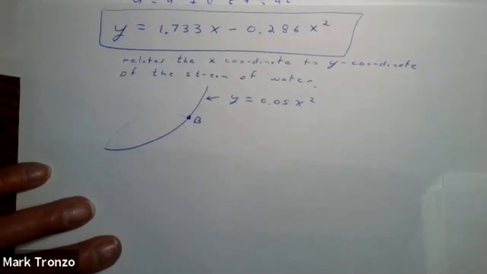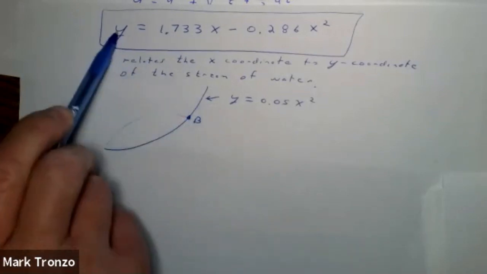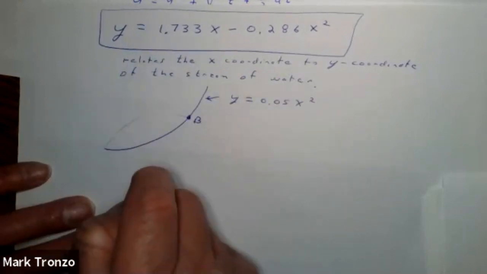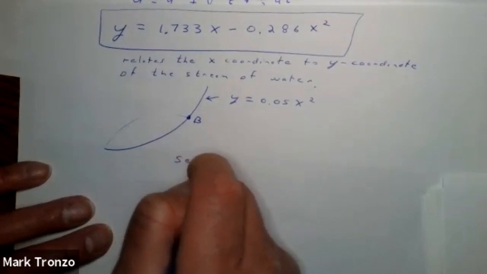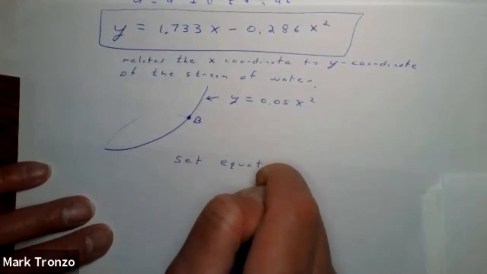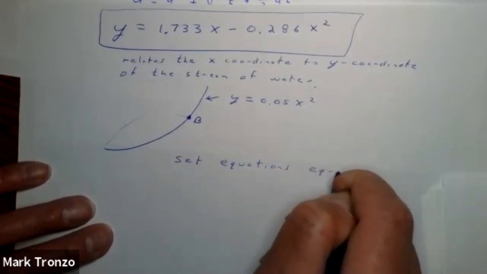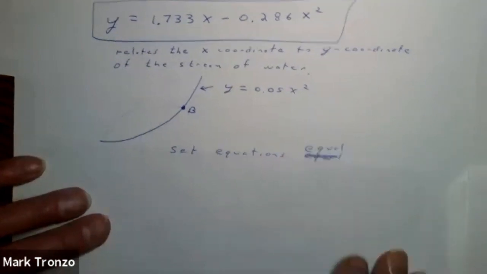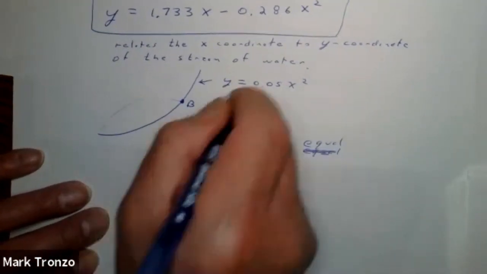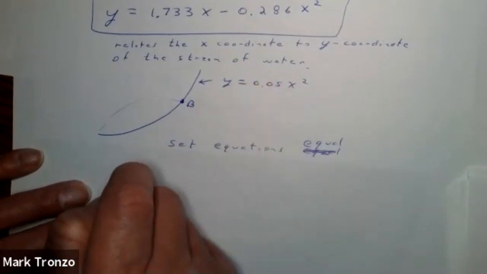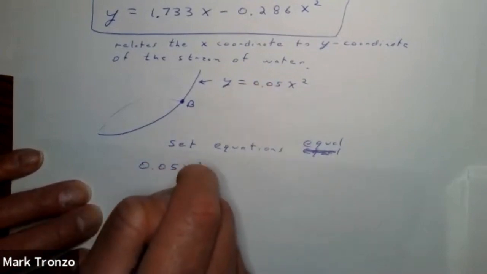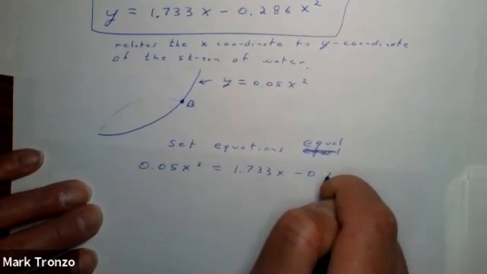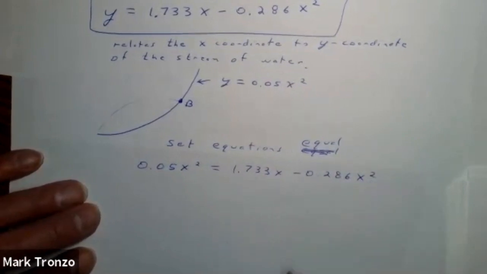It's just as though you're intersecting any two curves. Set them equal. Y is equal to this and y is equal to that. So let's set those two equal. So when we do that, we get 0.05 x squared is equal to 1.733 x minus 0.286 x squared.